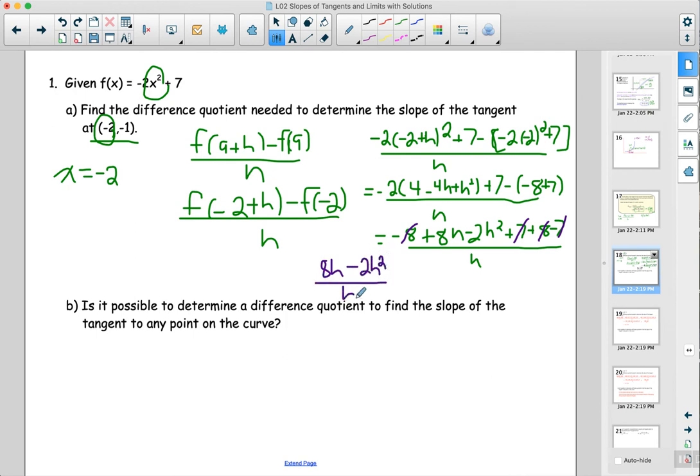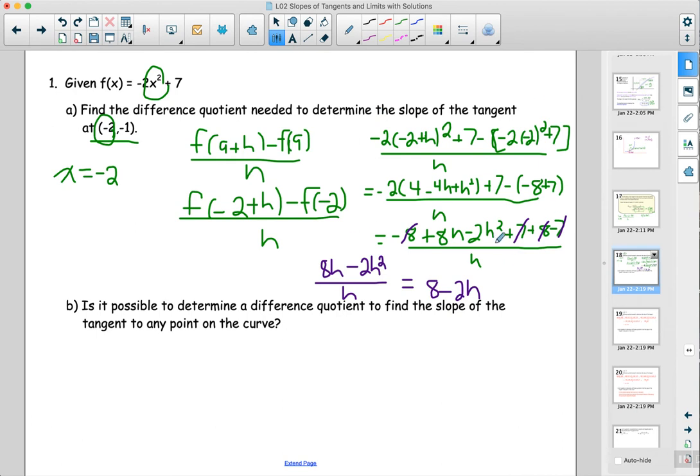Now in advanced functions, we couldn't let h be 0 because division by 0 would be undefined, but watch what happens now. 8h divided by h is just 8. And negative 2h squared divided by h is minus 2h. So now we could actually send h to 0 to find the slope of the tangent, right? This is the difference quotient we would be using. It hasn't actually asked me to find the slope of the tangent, but that's the difference quotient I would be using. And if I want the slope of the tangent, I would plug in an h of 0, and I could see that the slope of the tangent is just going to be 8.